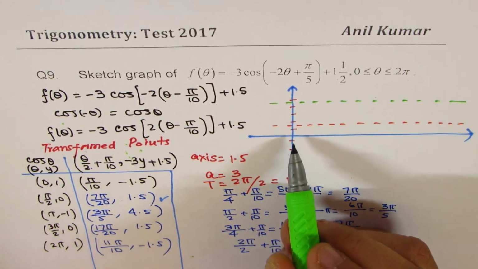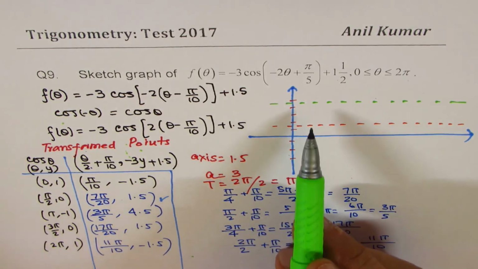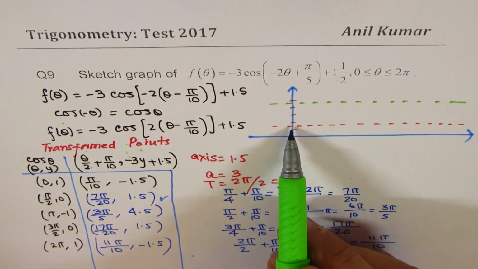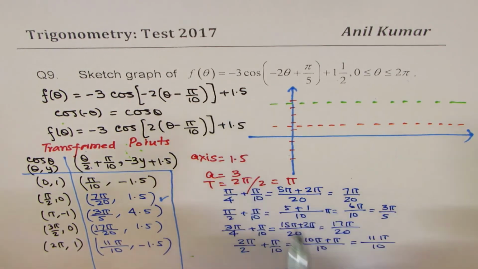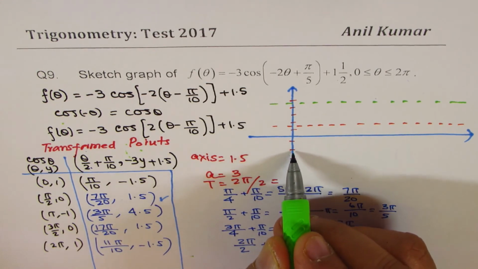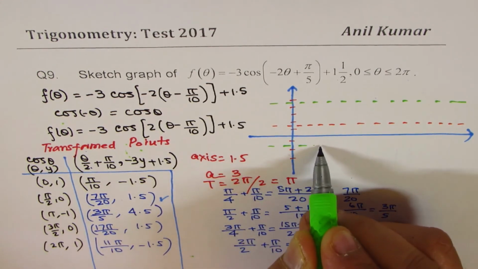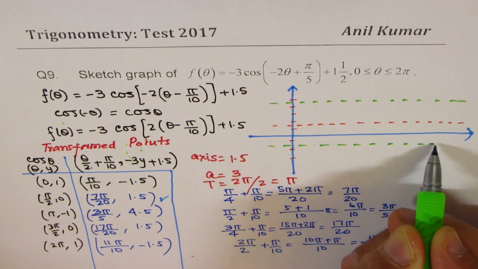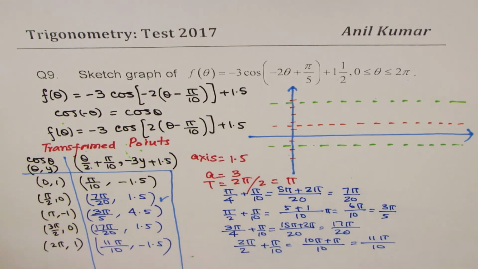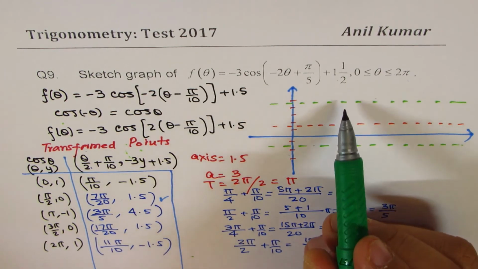So it'll go up to here, and 3 less, right? So the minimum is 3 less than the axis, which makes it minus 1.5. So this is 1, this is 2, so somewhere in between, that becomes minus 1.5. So I usually use 2 steps to sketch the graph. In the first step, we will do it without phase shift. Is it okay?